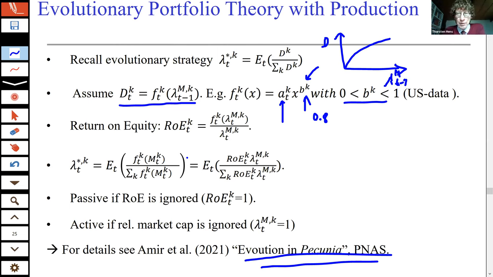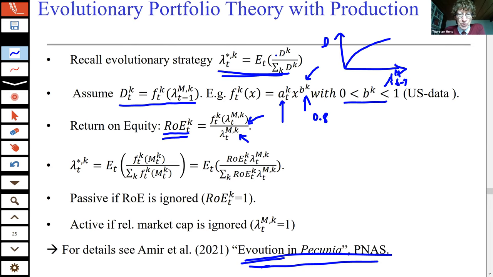So now, if you know a little bit of corporate finance, a key idea of corporate finance is the so-called return on equity. So what is the return on equity in our model? Well, that's what you produce with the equity divided by the equity which you put in. And so this ratio here, F of lambda mk divided by lambda mk, is the so-called return on equity. So now let's understand our winning strategy, which is still the winning strategy according to the results in this PNAS paper, in terms of return on equity.